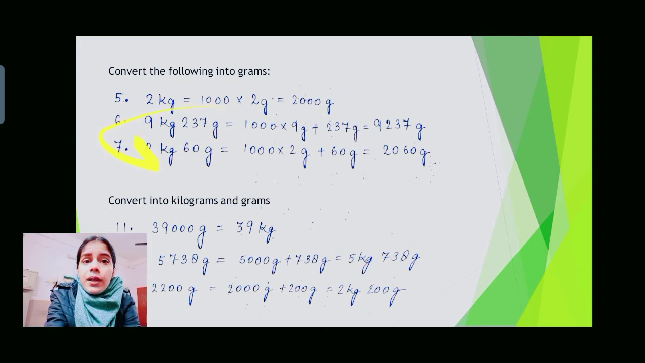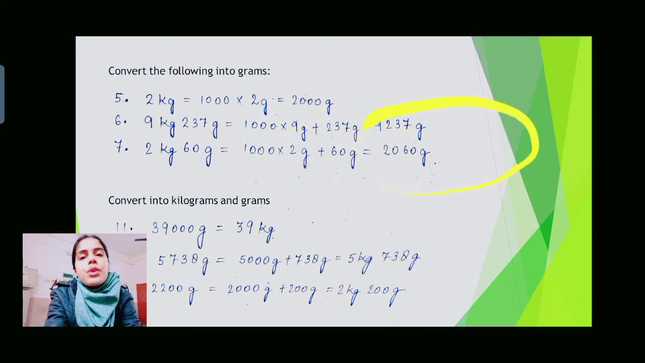Similarly, the sixth one, 9 kg and 237 grams. 237 is already in grams, so we will not touch that. 9 kg we need to convert. 9 multiplied by 1000 will be 9000, and 237 will remain like that. So the answer is 9237. Now let's have another question. 2 kg and 60 gram. Again class, gram we are not supposed to touch. Kg we need to convert. It's given 2 kg. 1 kg is equal to 1000, then 2 kg is equal to 2000 plus 60 becomes 2060 gram.